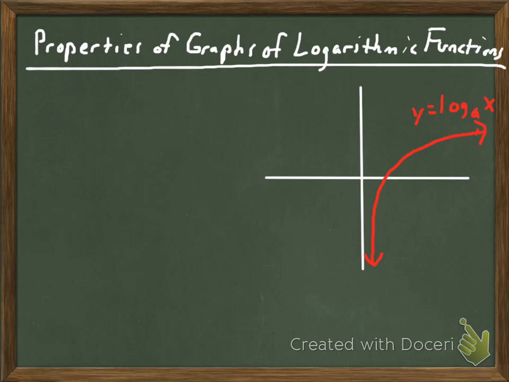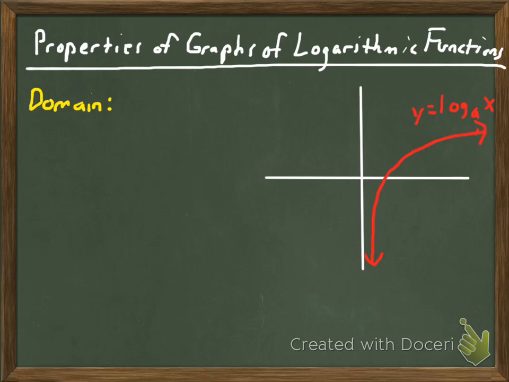Now, some properties of the graphs of logarithmic functions. What we're going to do here is talk about what are the things that are true for a function y equals log base a of x, just a generic logarithmic function. We're going to make a little list here, so get ready. The properties that we need to talk about will be domain, range, vertical asymptotes, and so forth.